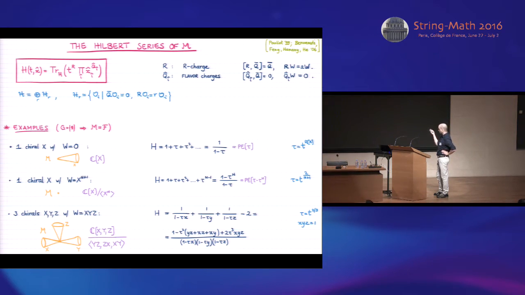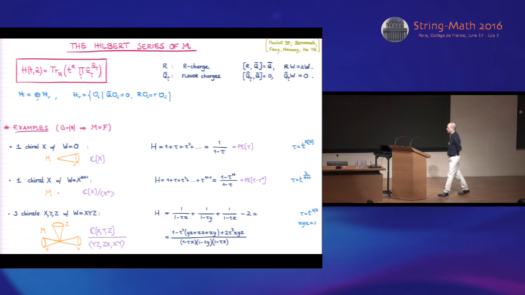This is a charge which does not commute with supersymmetries. And if there are other global symmetries, say flavor symmetries, which commute with the supercharges, we also weight these gauge invariant operators by these flavor charges.